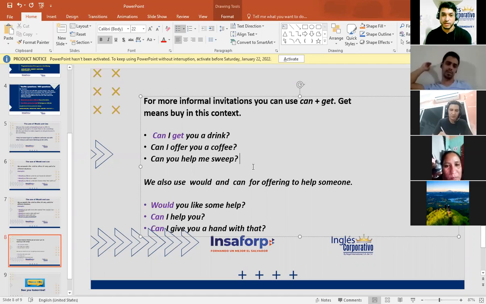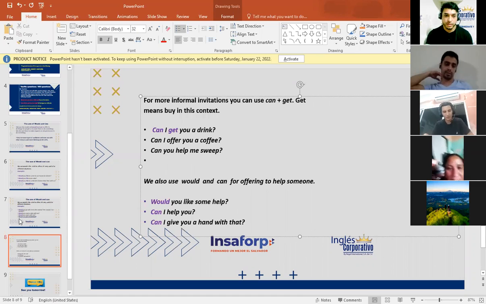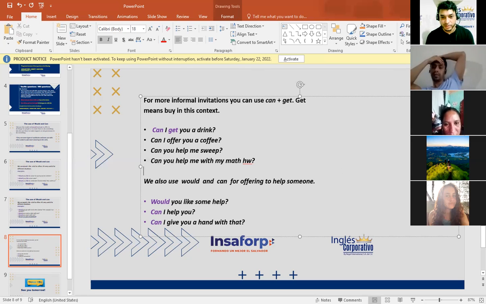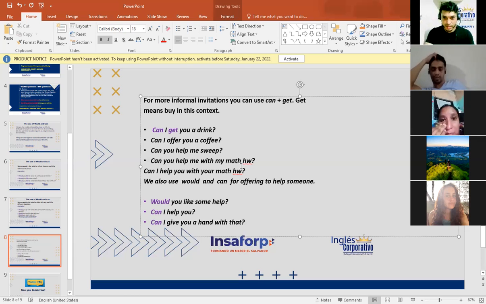Another example you see with the auxiliary or modal can and will: can you help me with my math homework? Can you help me do my math homework? Can I help you with your math homework? Can you help me with my math homework, or can I help you? For homework, we can use the shortened form.